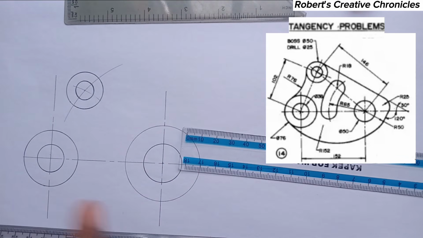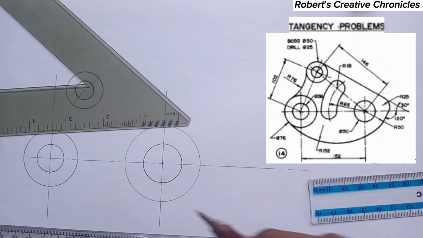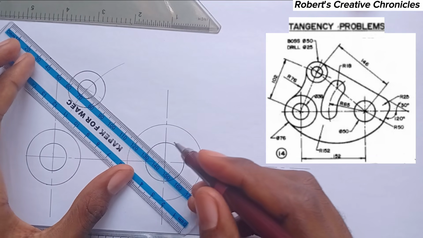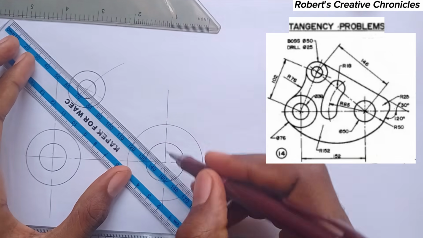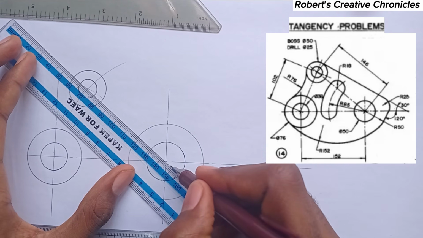So we have drawn all the circles. Now we can join these points with center lines. So now we can join all these centers with center lines.